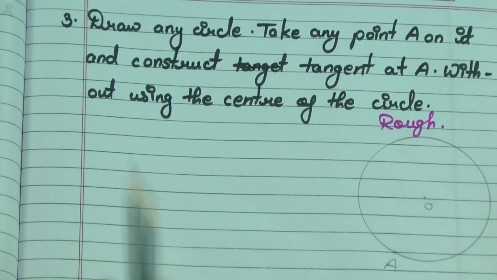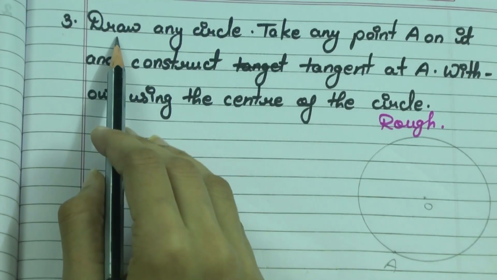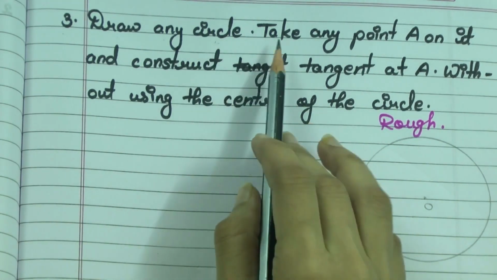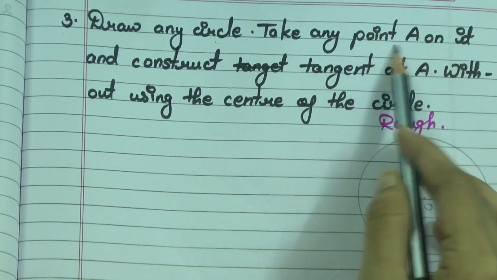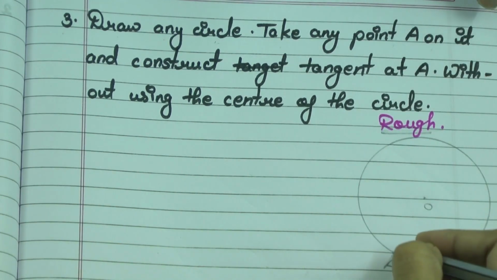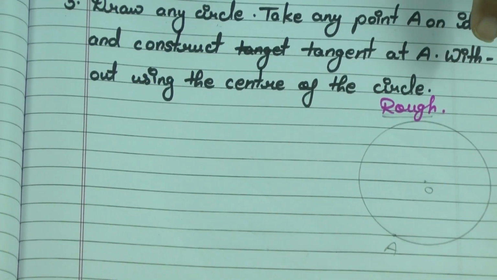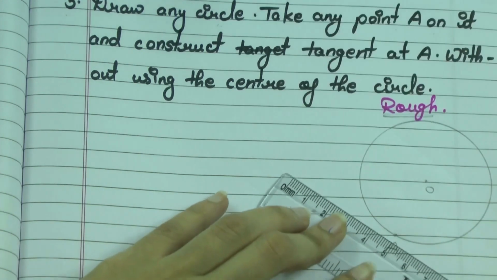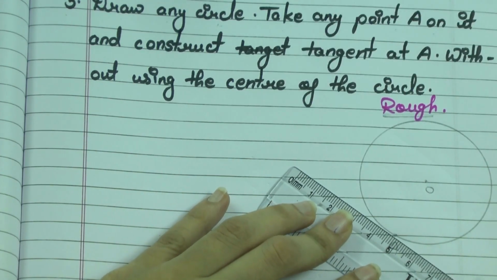Now we have question number 3. Draw any circle of any radius. Take any point A. This is the rough diagram, children. Take any point A. And construct a tangent at point A.